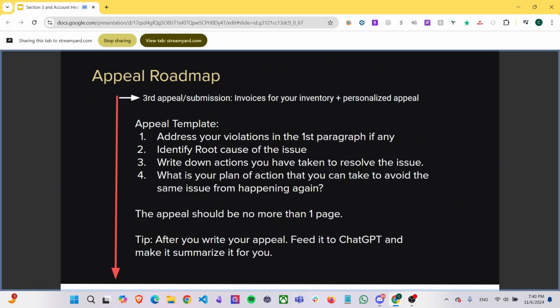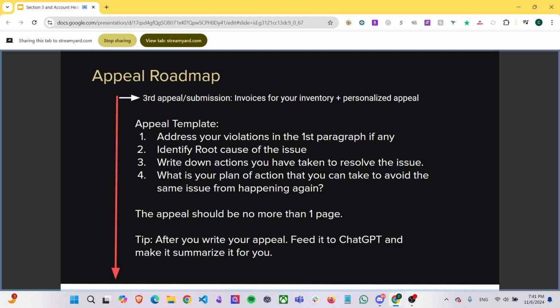In the appeal, you have to address your violation in the first paragraph, if any. If you have any ASINs in your notification saying you need to prove their authenticity, you will address this. By the way, if you really think you sourced from legitimate suppliers, then you can't admit to anything. You want to write, I want to prove the authenticity of the product I sourced from legitimate suppliers, in the first paragraph. Then the second one is not needed in this case if you source from legitimate suppliers.